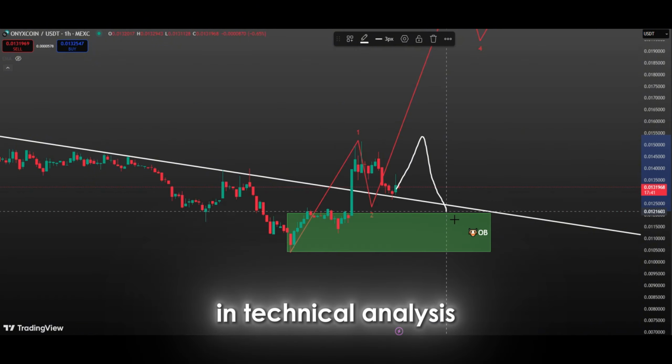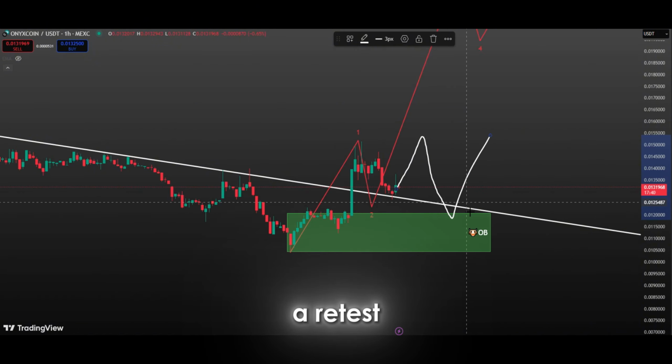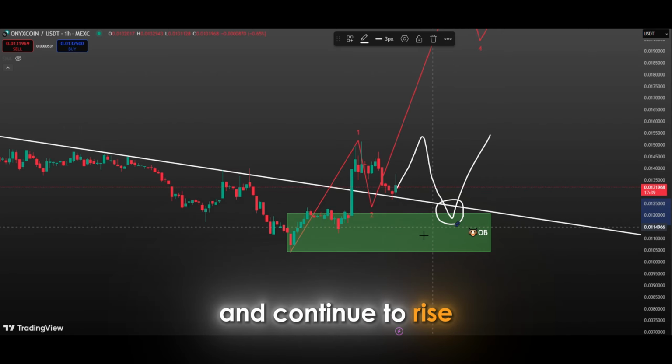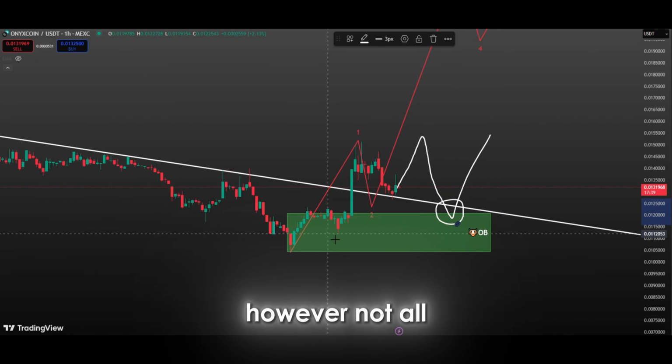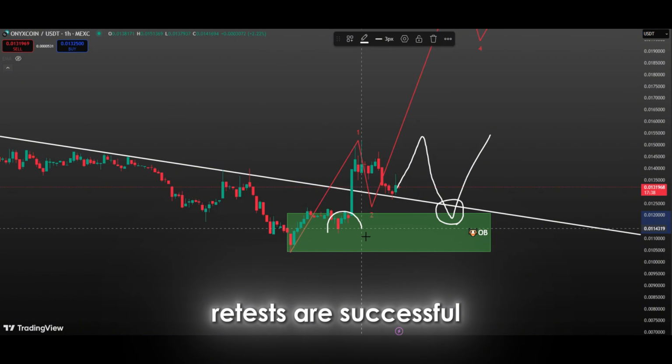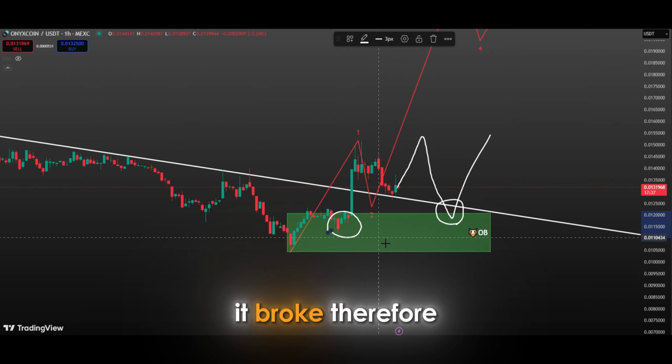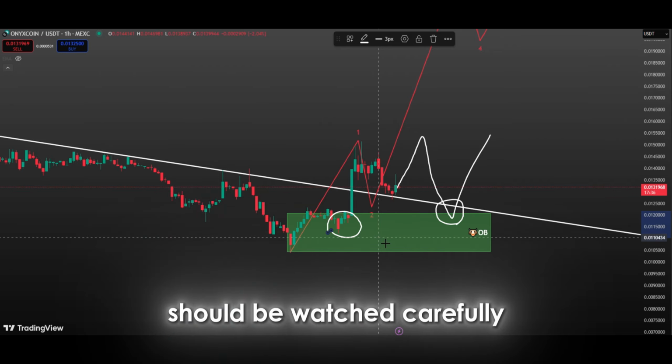In technical analysis, this is called a retest, and it is usually expected that the price will regain strength from this area and continue to rise. However, not all retests are successful, and sometimes the price can fake out by moving back below the trend it broke. Therefore, the current movements should be watched carefully.